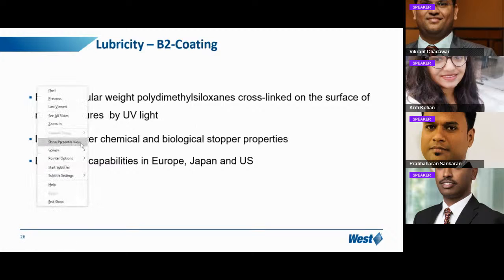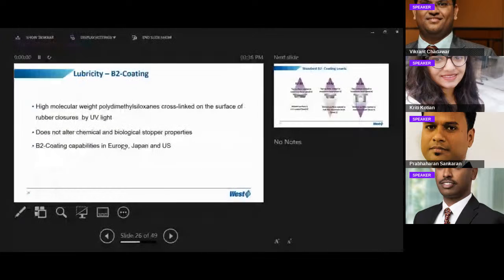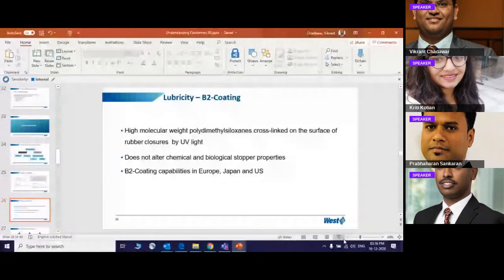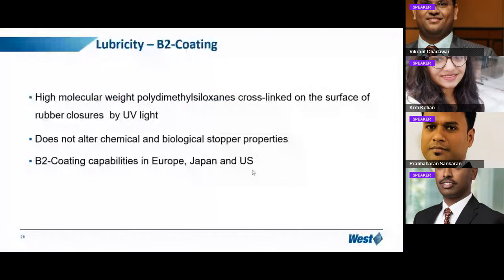So generally we recommend B2 coating for all this because there are no subvisible particles present on top of the rubber closure. And it also does not alter any chemical or biological stopper properties. So this B2 coating capability is available in Europe, Japan and the US.